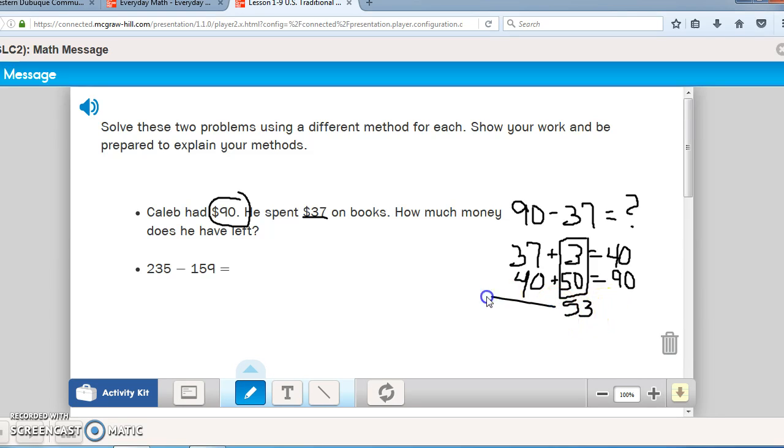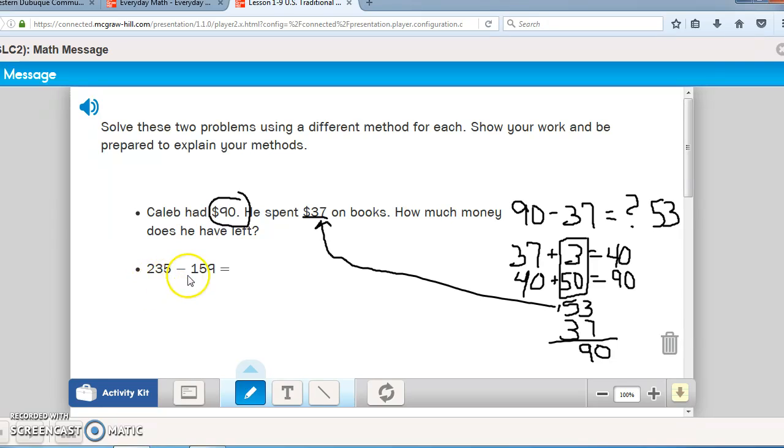Remember, I always want to check it. So how do I check it? I have to add the number they gave me with the 53. 7 and 3 is 10. Carry a 1. 5, 6, 7, 8, 9. There's my 90. So I know I did it correctly. So what's my answer again? My answer would be 53.